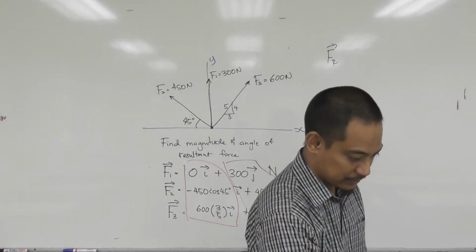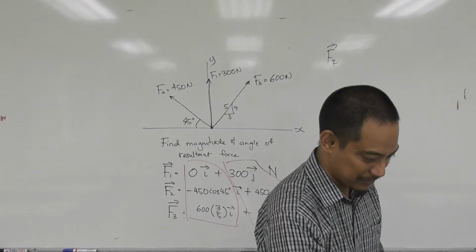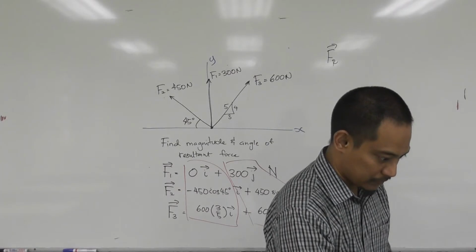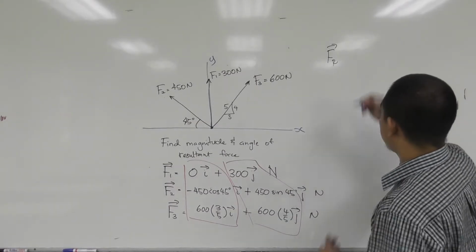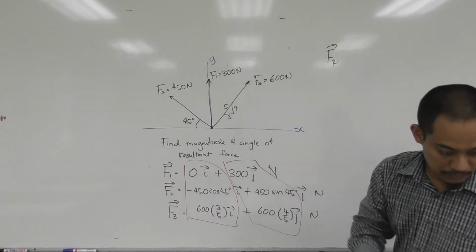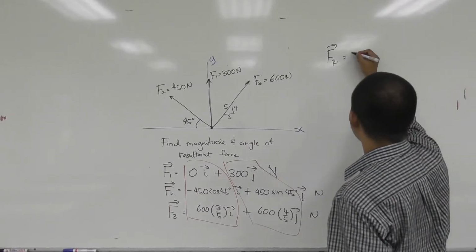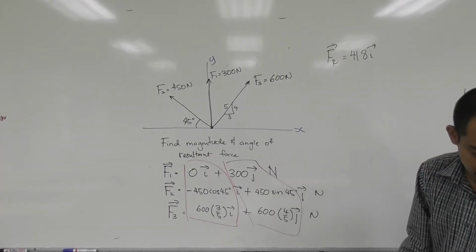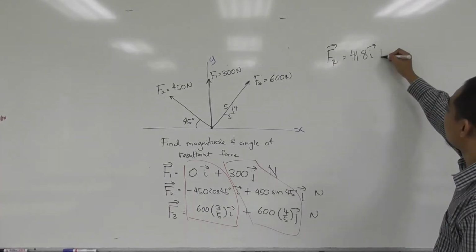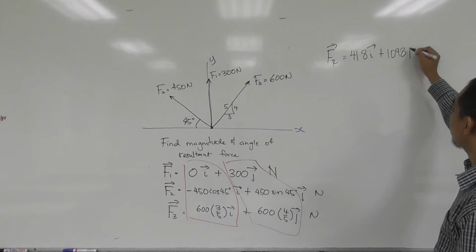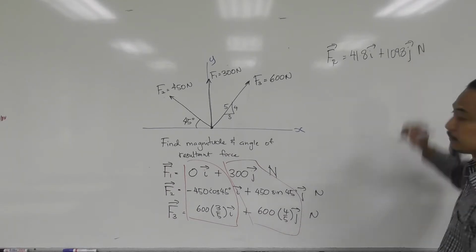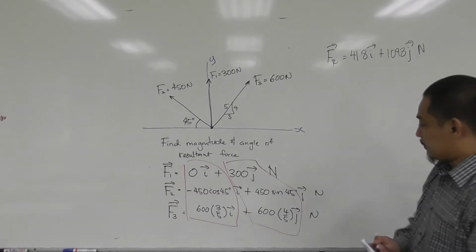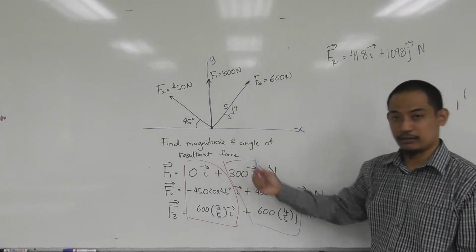Okay, because I don't have the calculator with me, I believe it will be 41.8 i, and then plus 1098 j Newton. Right? This is just simply by using your calculator, you get that one.